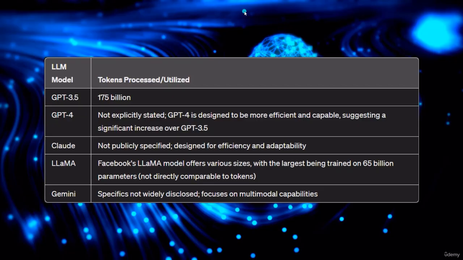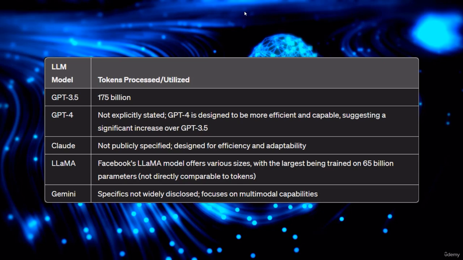Now, tokens vary for different LLM models. For GPT 3.5, which is the free version of ChatGPT, and we'll come to it, the tokens processed and utilized are 175 billion. GPT-4 has not been explicitly stated, but GPT-4 is designed to be much more efficient, so you can expect it to process a lot more tokens than GPT 3.5. Claude as well, not publicly stated.